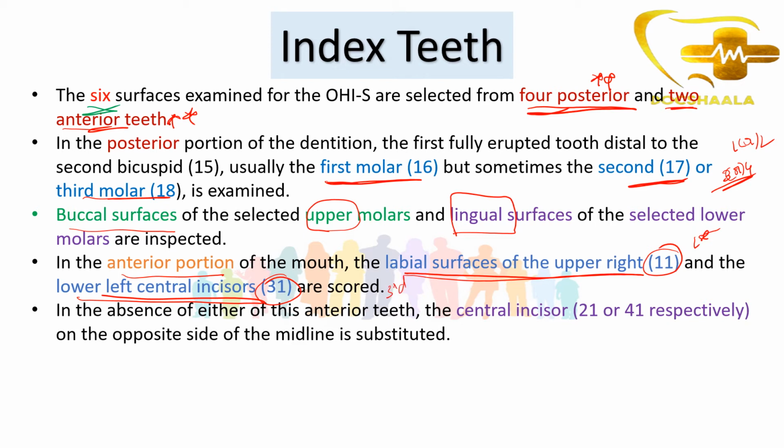So what if these two are absent? Because we are so specific about these two, what if they are absent? We replace it by the central incisor of either 2/1 or 4/1. So the one on the opposite side of the midline is substituted. So we use these.